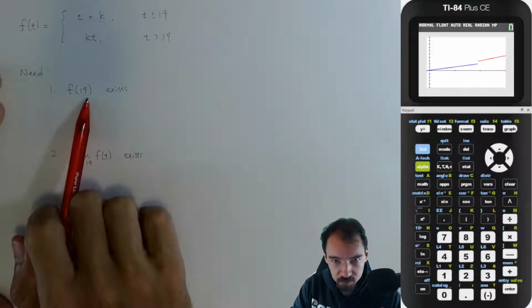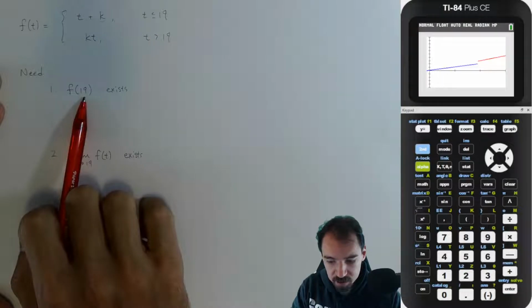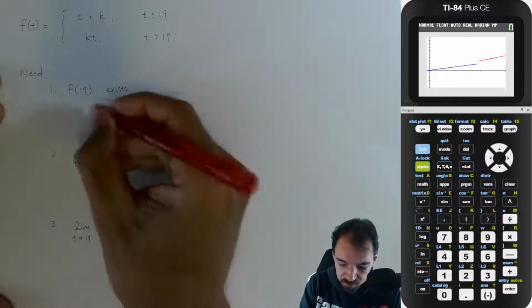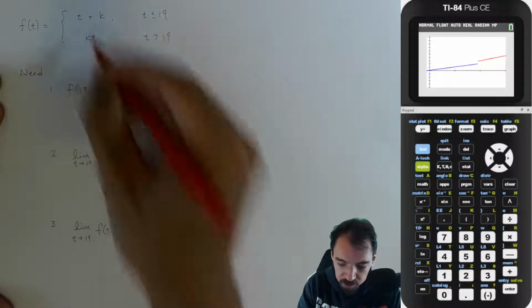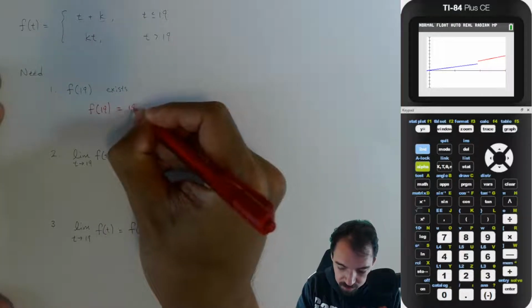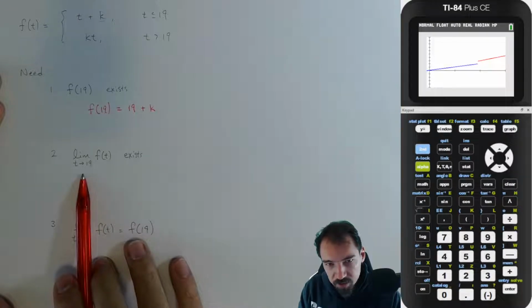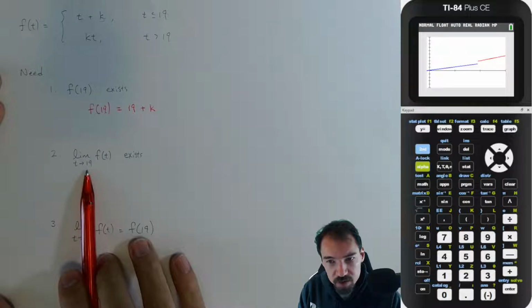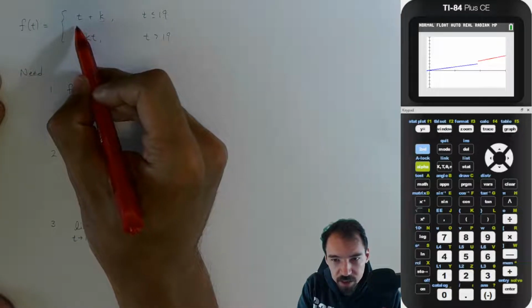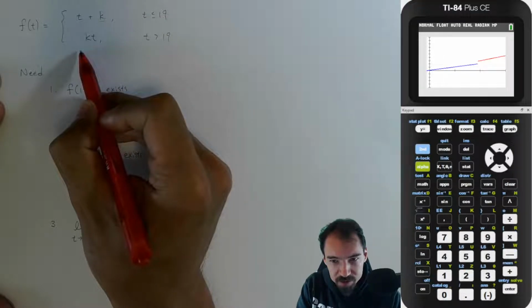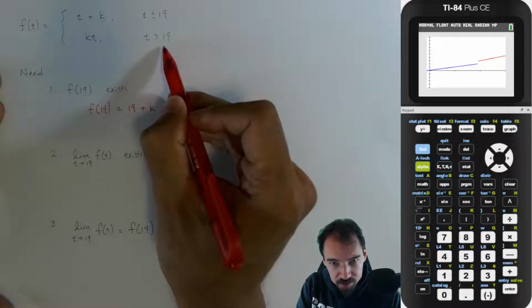So f of 19, well, when t is exactly equal to 19, I don't look at this down here. I'm going to be in this condition, so I'm looking at this piece of the function. So I would say, oh, f of 19 would be, the value of t is 19, 19 plus k. All right, I don't know what k is, which means currently I can't evaluate this to a number. Now I look at the limit of f of t as t approaches 19. In order for that limit to exist, I need the limit as I approach from the left when t is a little bit less than 19, and the limit as t approaches from the right when t is a little bit bigger than 19. I need them to match.